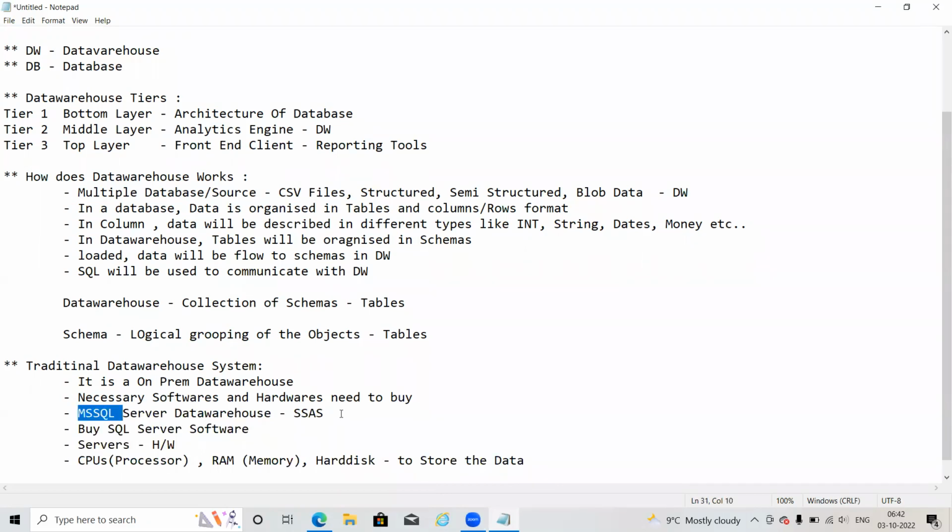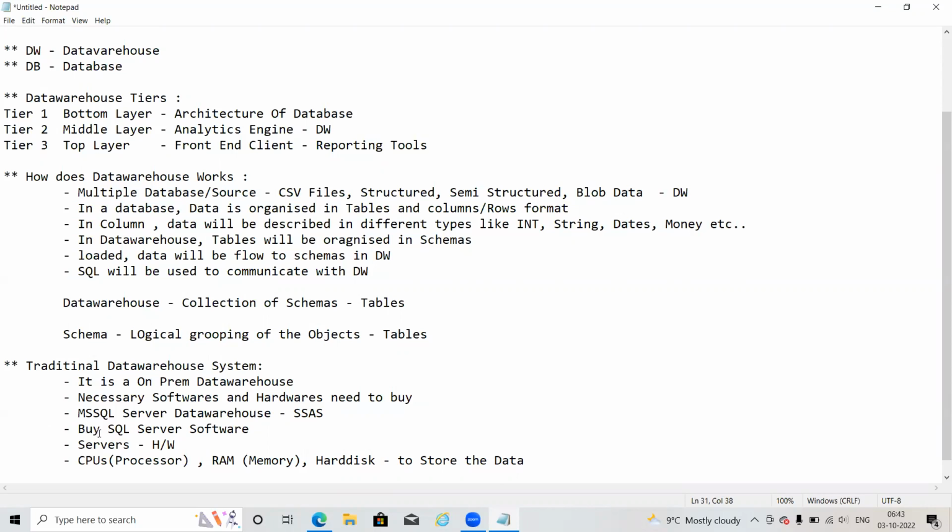Suppose if you want to load your data into your SQL Server, you need to buy SQL Server software. You need to buy servers to host your SQL Server, and client machines, and then you need to buy a processor. You need to buy memory and then hard disk to store the data. So as an organization, to store your business data in your data warehouse, you need to maintain all these things.